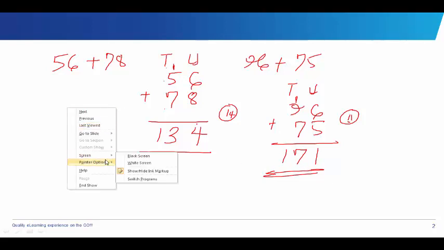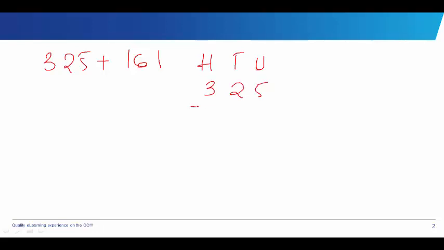Now let's go to 3-digit numbers. So 3-digit numbers, we have 325 plus 161. This time around we have hundreds, tens and units. 325 plus 161. 5 plus 1 will give us 6. 2 plus 6 will give us 8. 3 plus 1 will give us 4. So our answer to this question equals 486.